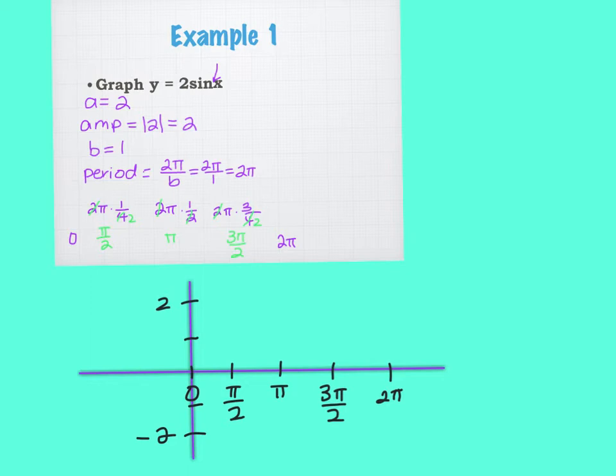Now I plot my curve. So remember, sine starts at 0. It's here. Goes up to the amplitude, which is 2. Comes down to 0. Down to -2. Up to 0. There is one cycle of 2 sine x.